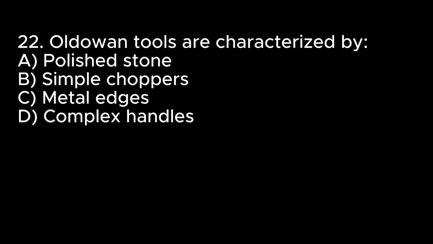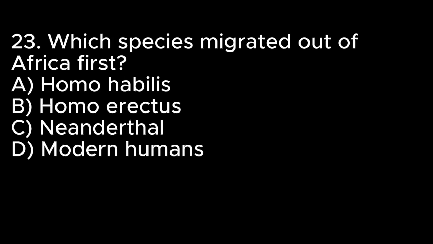22. Oldowan tools are characterized by A. Polished stone. B. Simple choppers. C. Metal edges. D. Complex handles. Answer: B. Oldowan tools are simple stone choppers. 23. Which species migrated out of Africa first? A. Homo habilis. B. Homo erectus. C. Neanderthal. D. Modern humans. Answer: B. Homo erectus was the first to leave Africa.